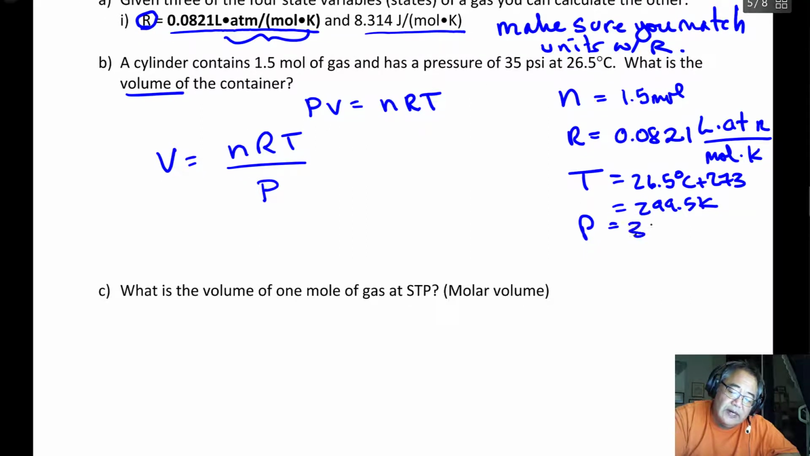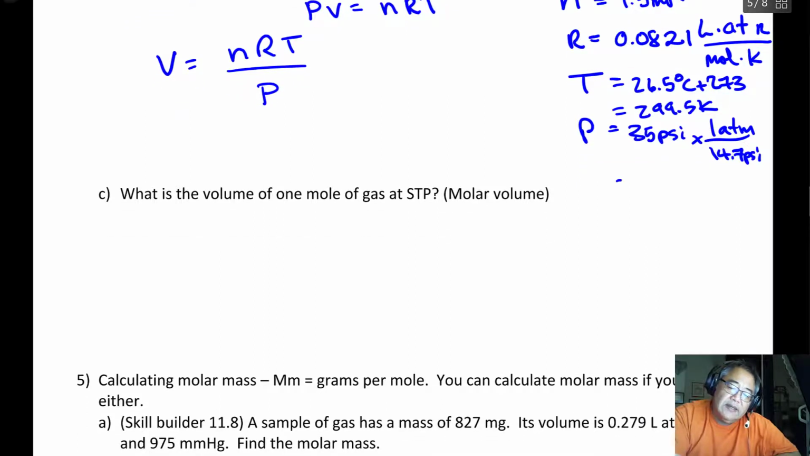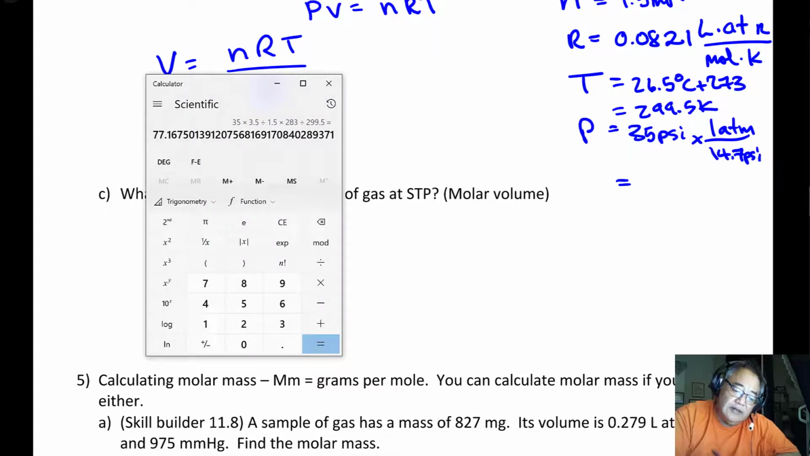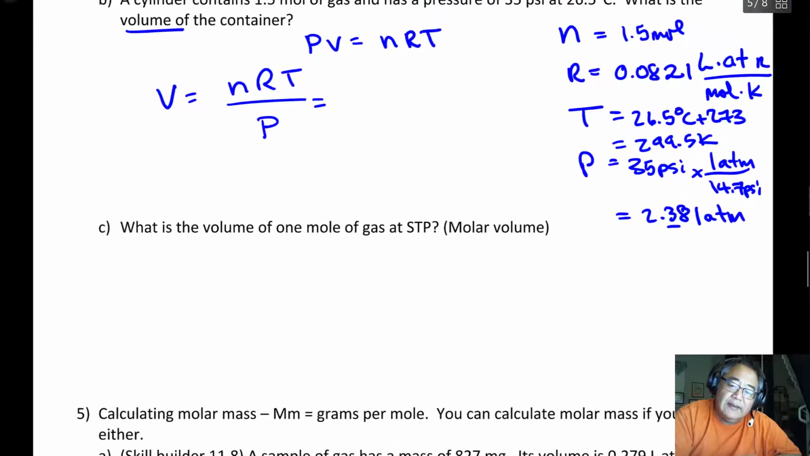And my pressure is 35 psi. So then I have to ask myself, does that match the pressure units in R? Well, R is in atmospheres, so this has to be converted over. So I know it's 14.7 psi for every 1 atmosphere. And so now I can plug the values in. Let me go ahead and calculate that value. So 35 divided by 14.7 is going to be 2.381 atmospheres. And I really only have 2 sig figs, so I'll mark it there. And now I can plug the values in. So I have N, which is 1.5.